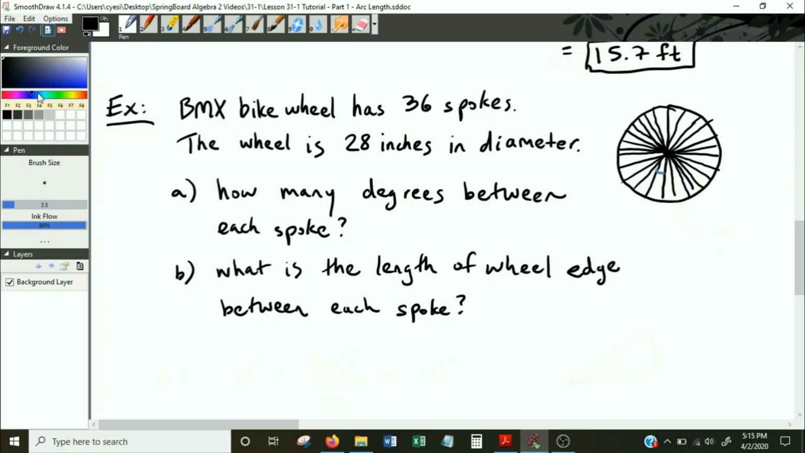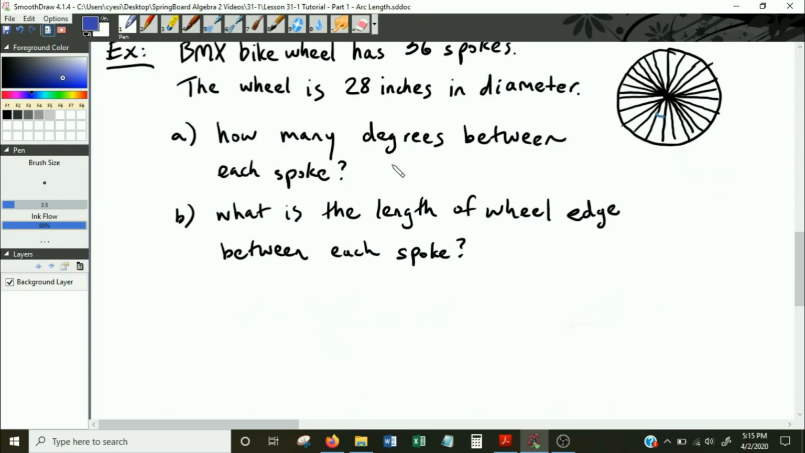So let's do how many degrees between each spoke first. So because there are 36 spokes, we're going to take the total interior angle of the circle, which is 360 degrees, and we're going to divide it by 36 spokes. So we get 10 degrees. So this is 36 spokes. We get 10 degrees per spoke. And a spoke is, in case you don't know, it's one of these radial pieces of metal that hold the wheel, that give the wheel its strength.